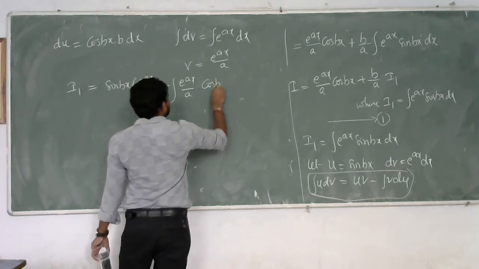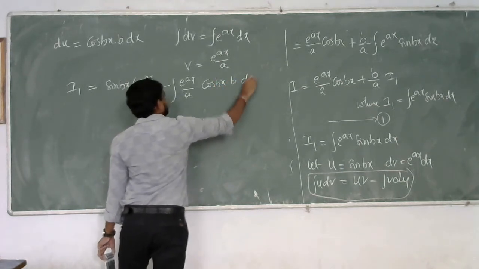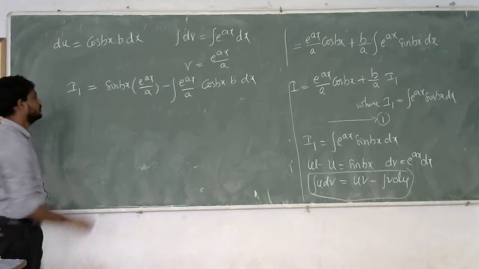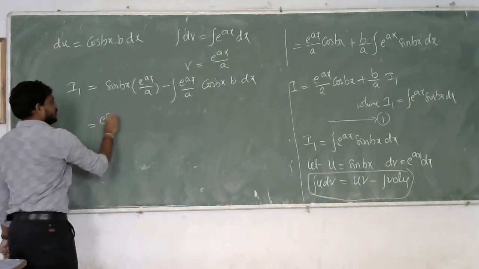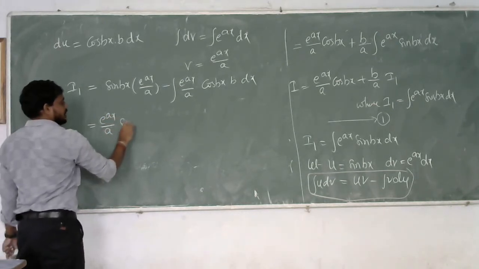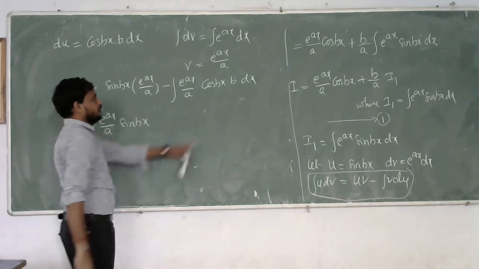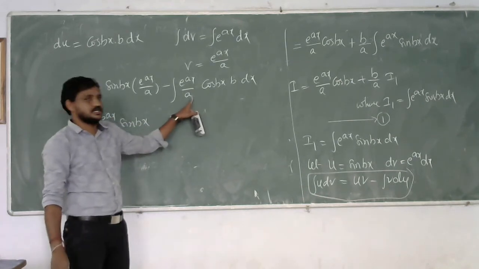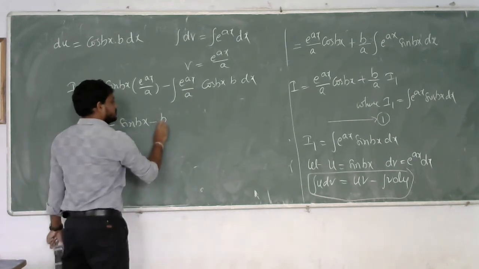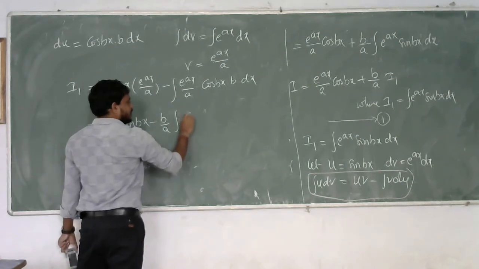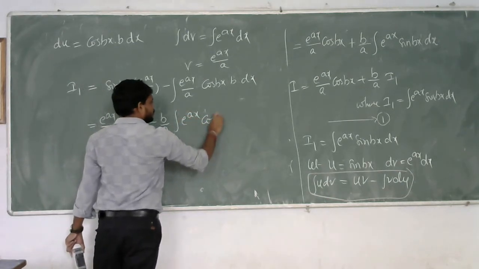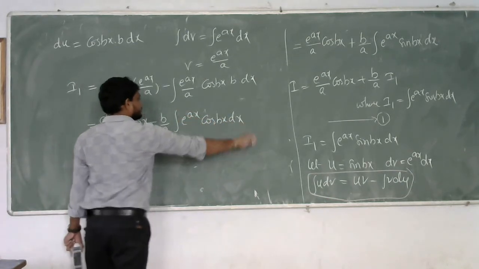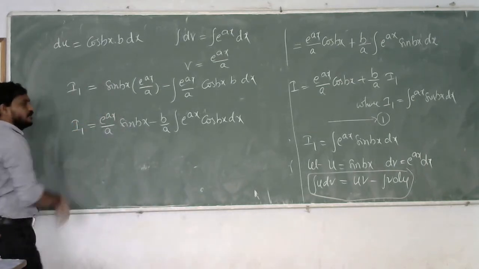Cos bx into v into dx. Here we have e power of ax by a sin bx. Now b is a constant and a is a constant, so write this outside. This minus b by a integral e power of ax into cos bx dx. That is which value? I1 value.